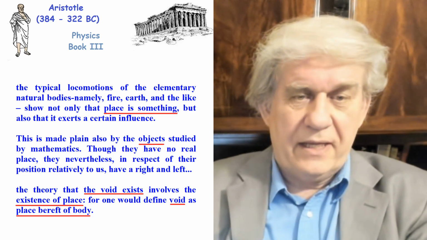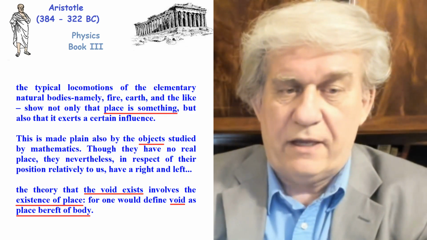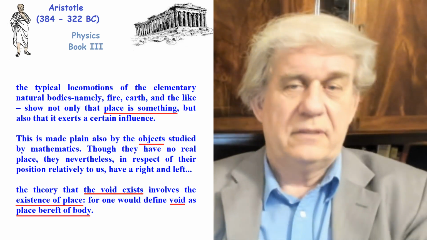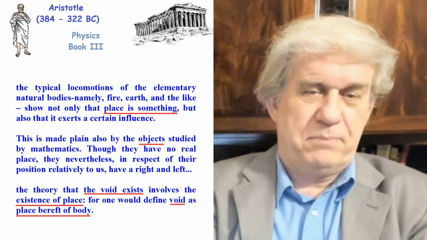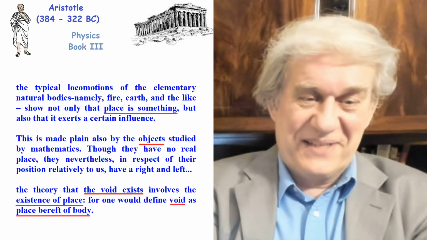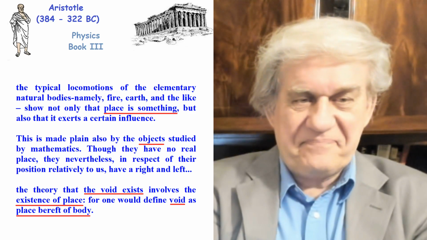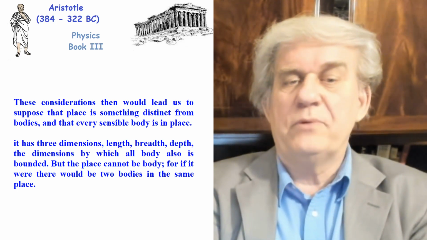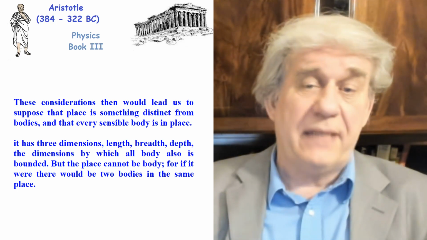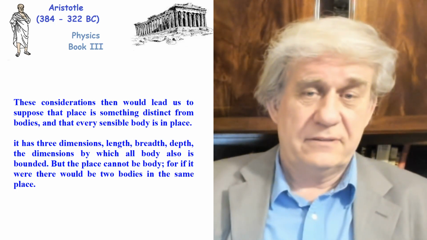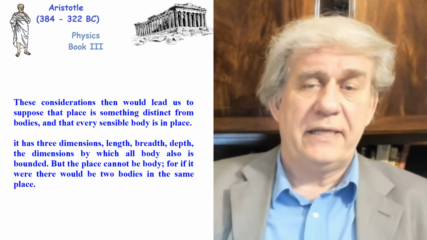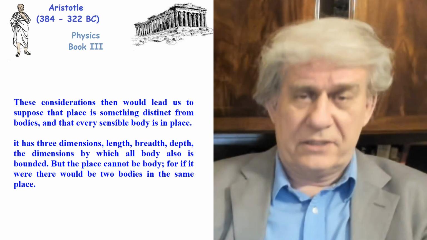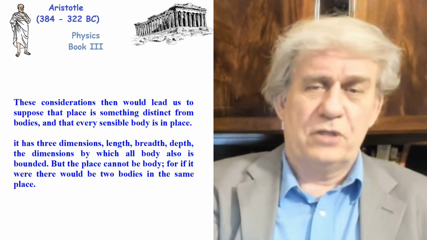Very interesting. Involves the existence of place, for one would define void as place bereft of body. You get rid of the body, what's left? That's place. That was his notion, okay? And yeah, here we have, he continues, he says, these considerations then would lead us to suppose that place is something distinct from bodies, okay? And that every sensible body is in place. In other words, you have a place and you have a body, and the body occupies what he's going to be analyzing here, what he calls place, okay?